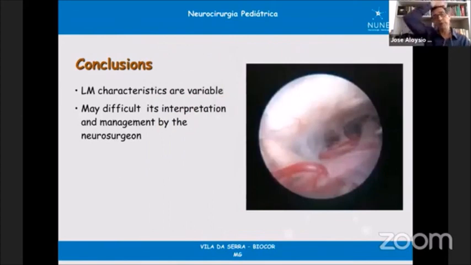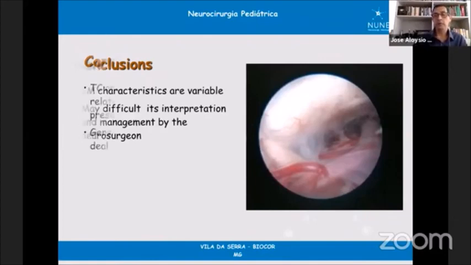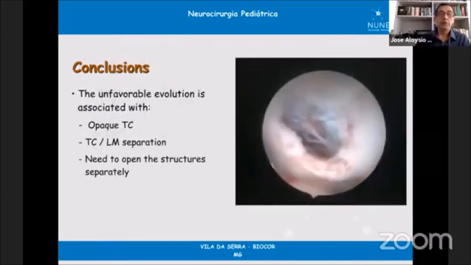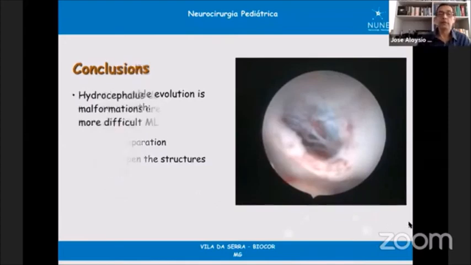So what did we learn with all that? That Liliequist membranes are variable, and their interpretation and management may be difficult for the neurosurgeon. So be aware of the anatomy, be aware of the Liliequist membrane. It's not a very easy procedure as we saw, especially in children and infants. Tuber cinereum anatomical changes are related to different Liliequist membrane presentations and generally make it difficult to deal with. The unfavorable evolution is associated with opaque tuber cinereum, the separation between the tuber cinereum and the Liliequist membrane, and the need to open these structures separately.